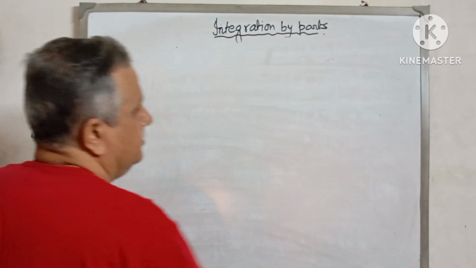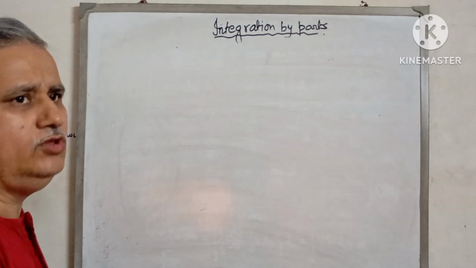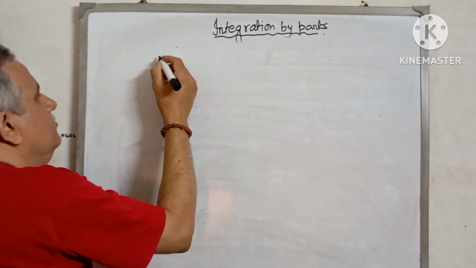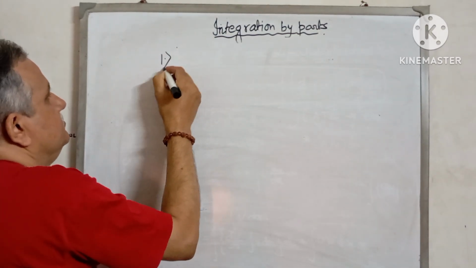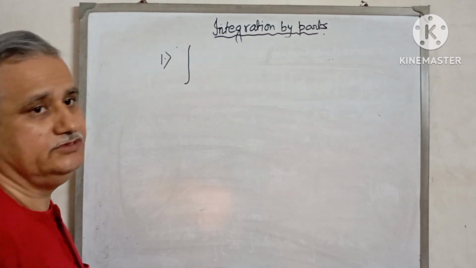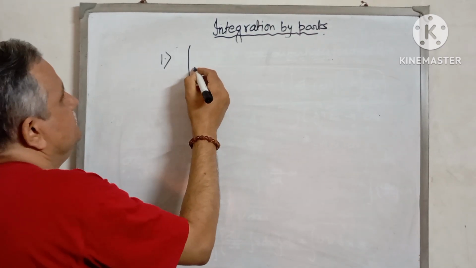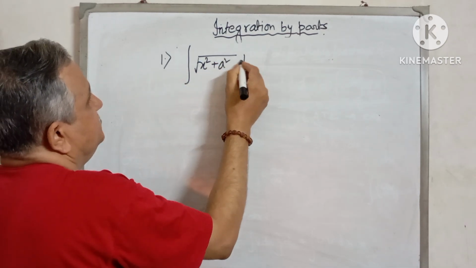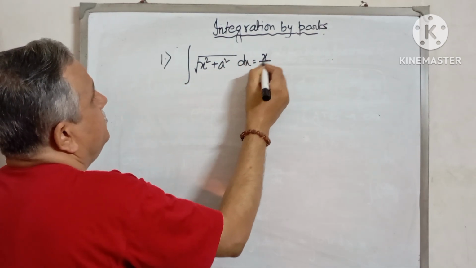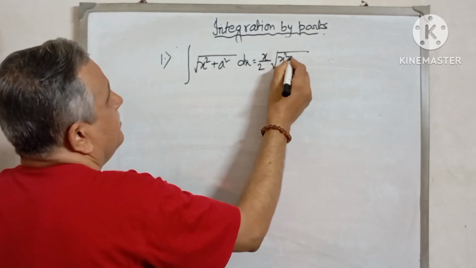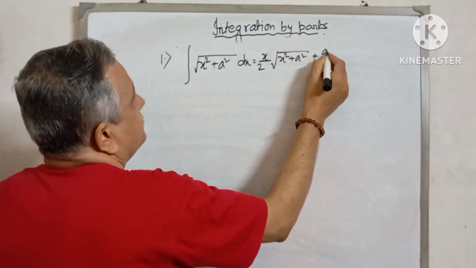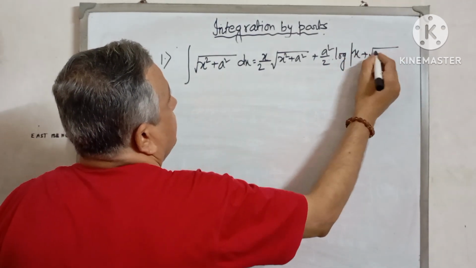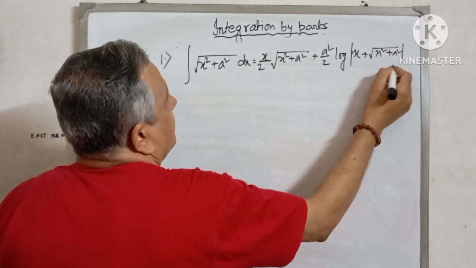In my first episode, I wrote all the formulas of integration, but again we write three formulas which are directly used. Number 1, integration root over x square plus a square dx is x by 2 root over x square plus a square plus a square by 2 log x plus root over x square plus a square plus constant.